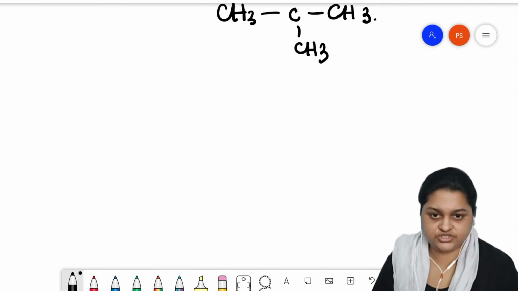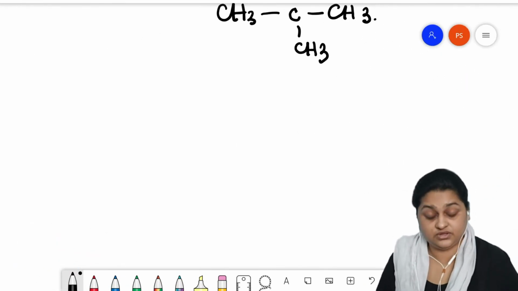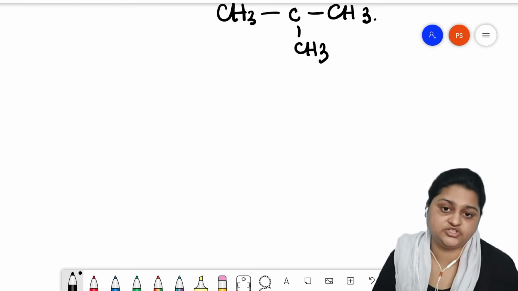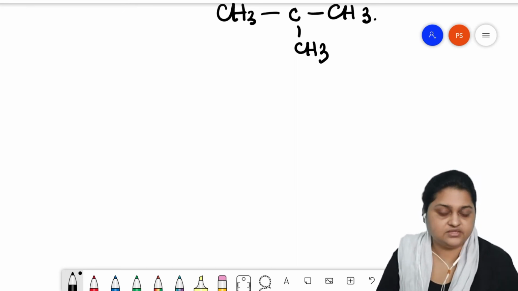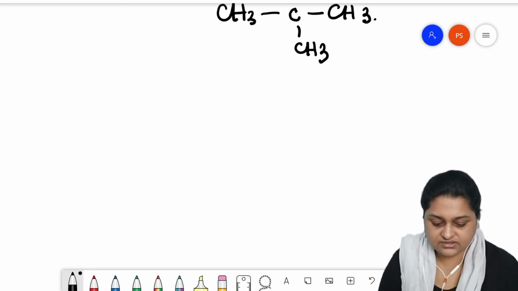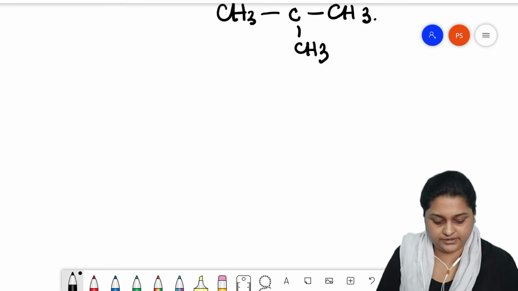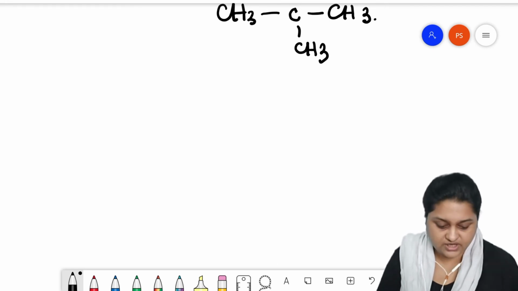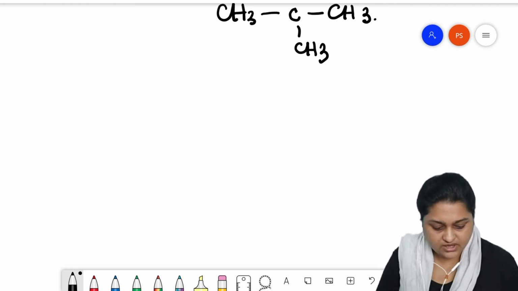In the next few questions, we will do questions from the biomolecule chapter. The first question from this chapter is: write the structure of the product obtained when glucose is oxidized with nitric acid.